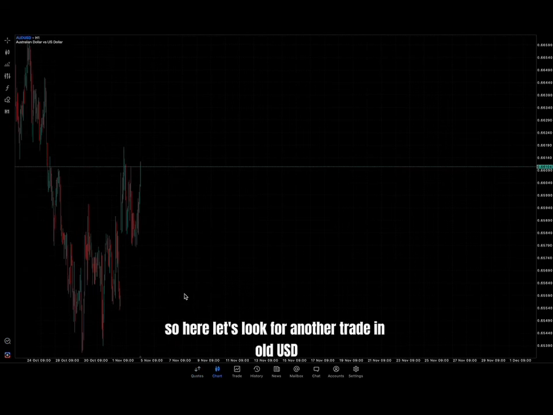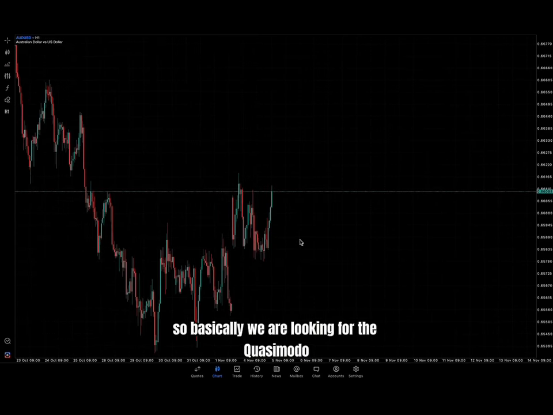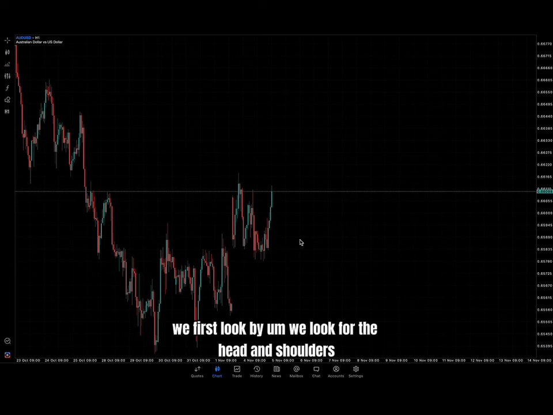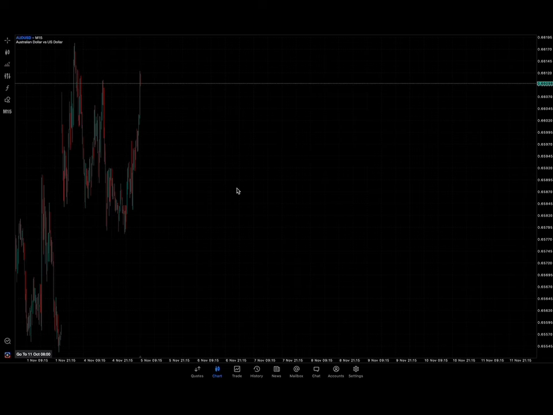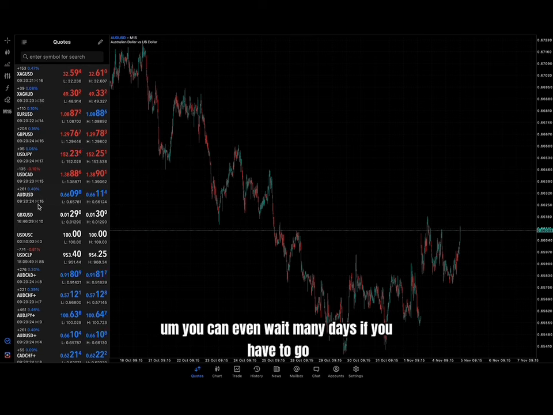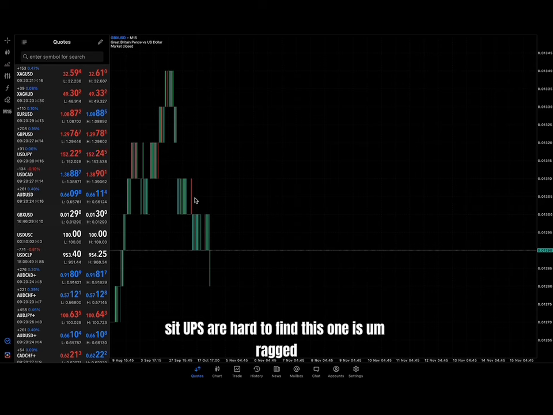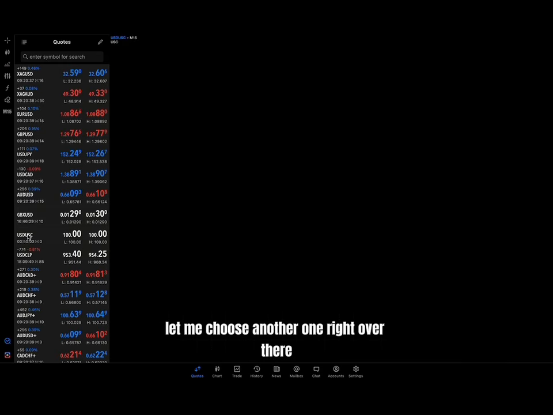So here, let's look for another trade in USD. So basically we are looking for the Quasimodo. We first look for the head and shoulders. And if you don't find head and shoulders, let's move along to another pair. Don't be forced to take a trade where you don't see a setup. You can even wait many days if you have to, because sometimes setups are hard to find. This one is ragged. Let me choose another one right over there.